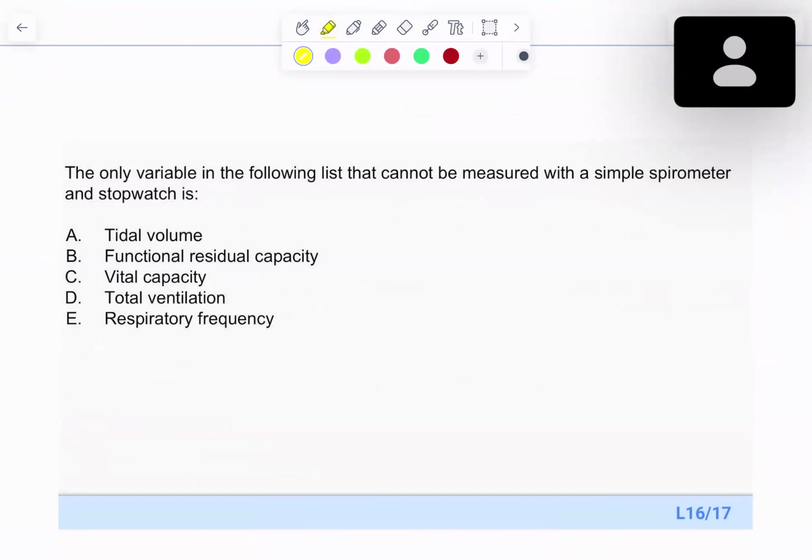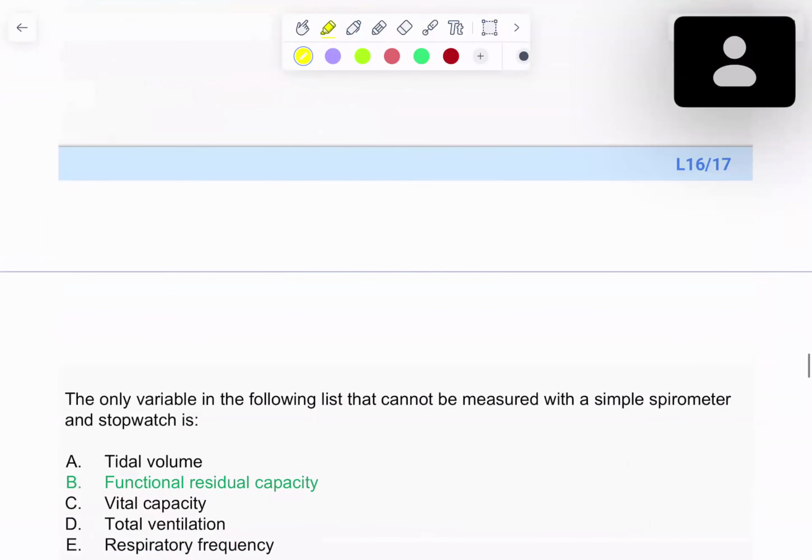Let's go to the next question. The only variable in the following list that cannot be measured with a simple spirometer and stopwatch is... So you're in the clinic and you have a spirometer and you have a stopwatch. You have nothing else. So which of these can you not measure? B, B. Excellent. The answer is B.